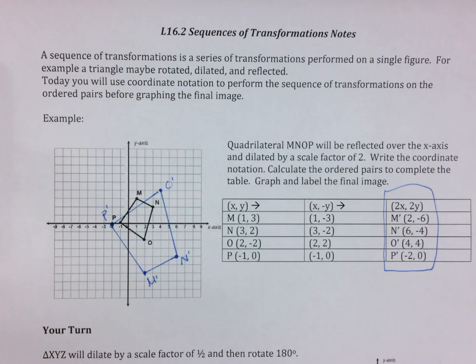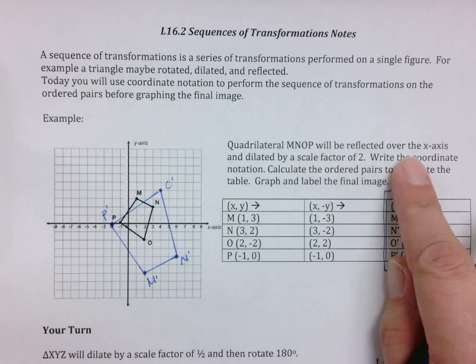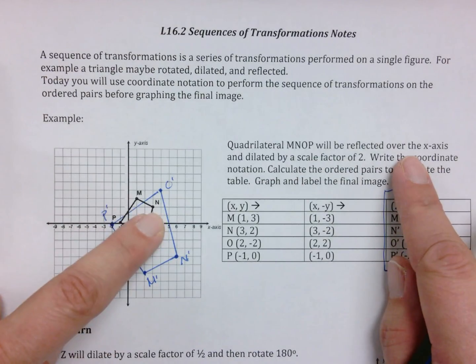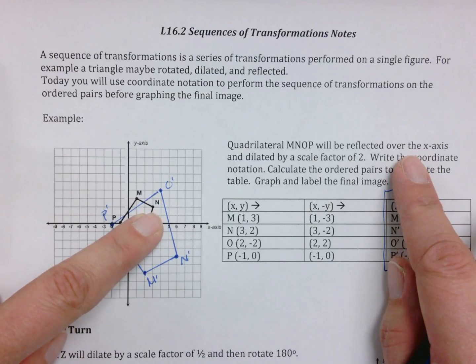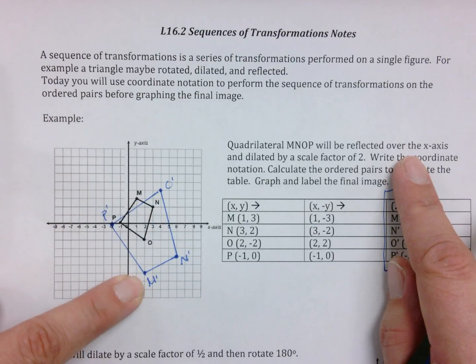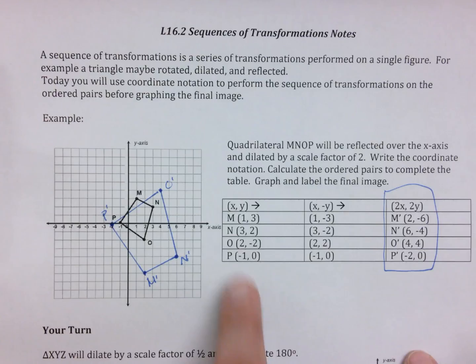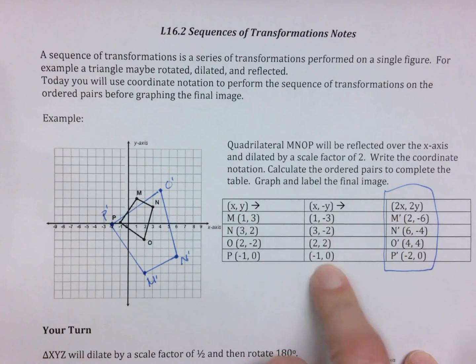So the first thing you'll actually probably notice in the new image is that it dilated. You'll see that it got bigger than the original image. And then look at how the points changed location because they reflected over the x-axis. M and N were originally in quadrant 1. When they reflected over the x-axis, they went from the top to the bottom. They went from quadrant 1 to quadrant 4. So that's what we're going to do today. We're just going to do our coordinate notation, get our new ordered pairs, and graph that final image.